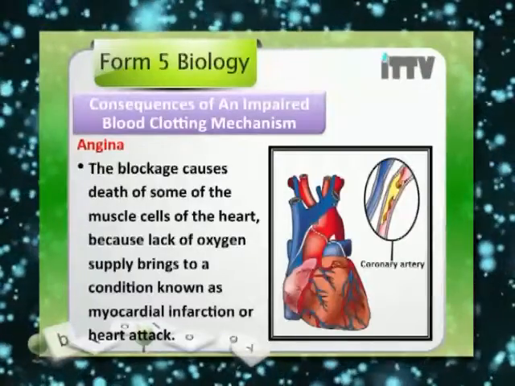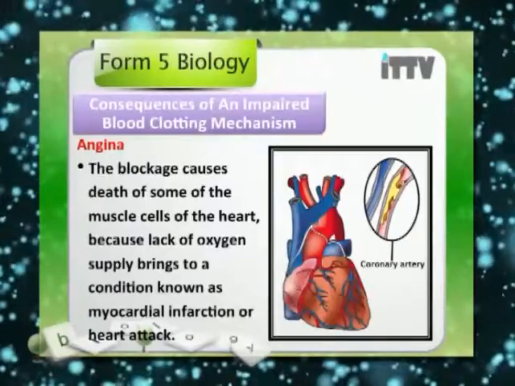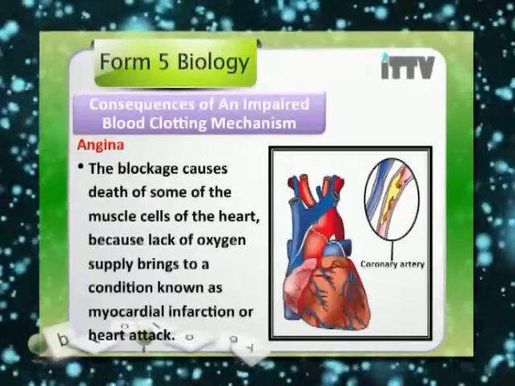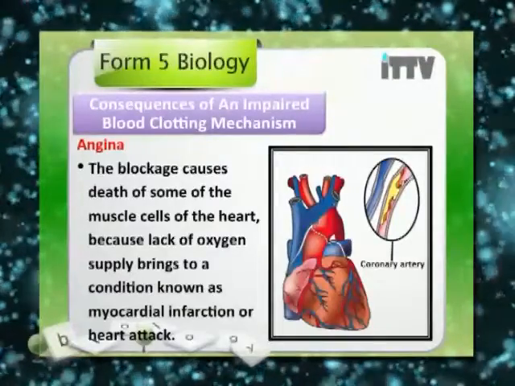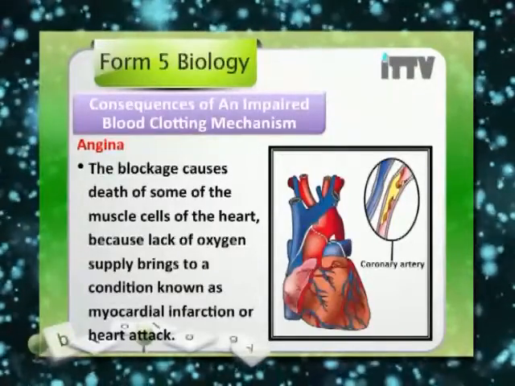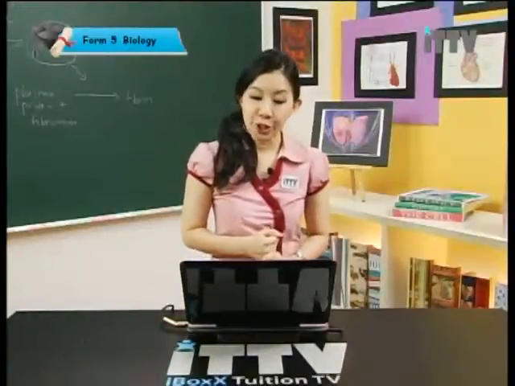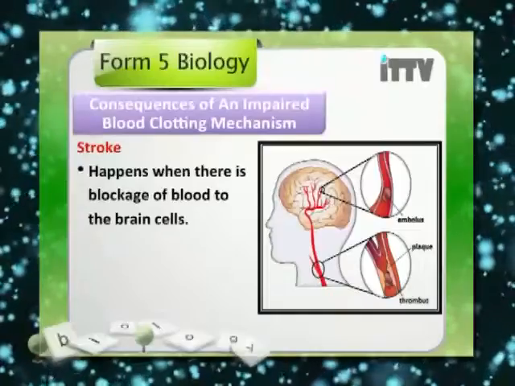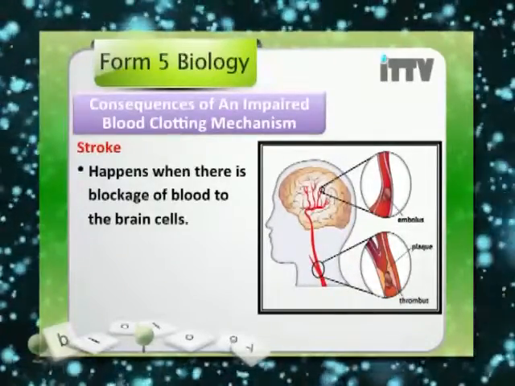As you can see in the diagram, a big portion of the muscle cells are dead, and thereby the person could actually die of a heart attack, which is known as myocardial infarction. Now, let us look at another condition known as stroke. Stroke happens when the blockage of blood happens to the brain cells.